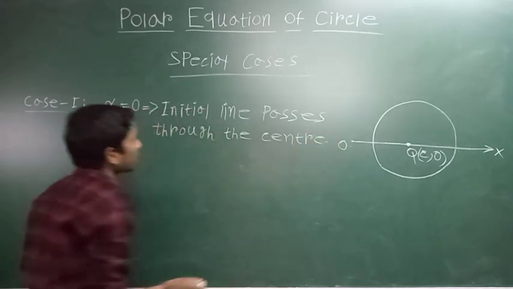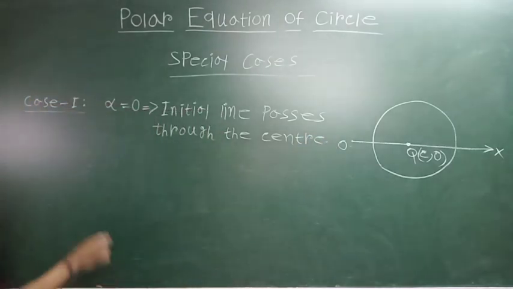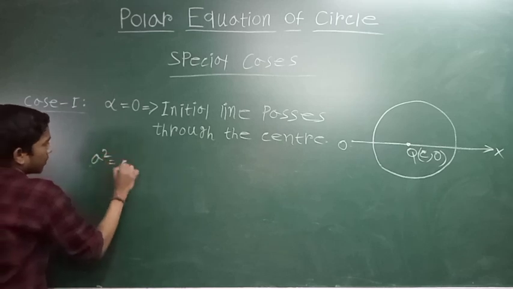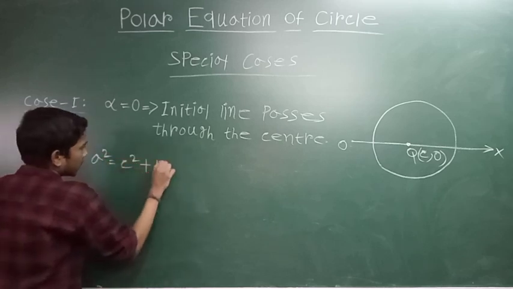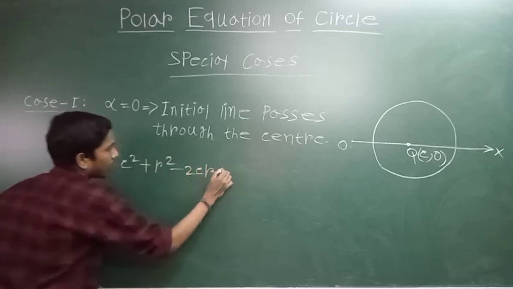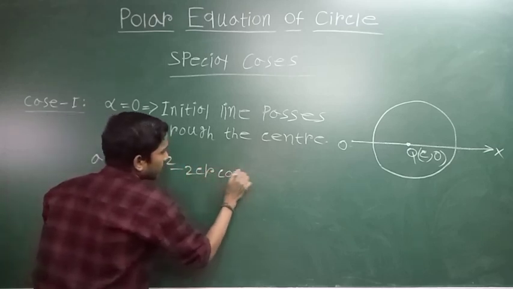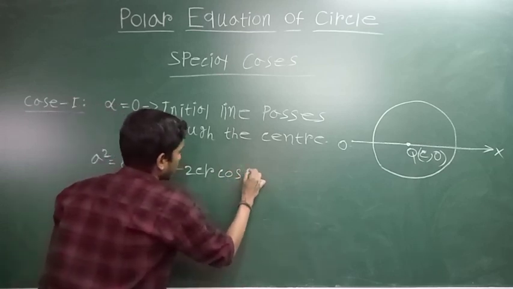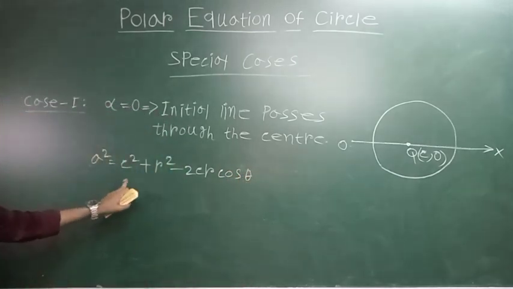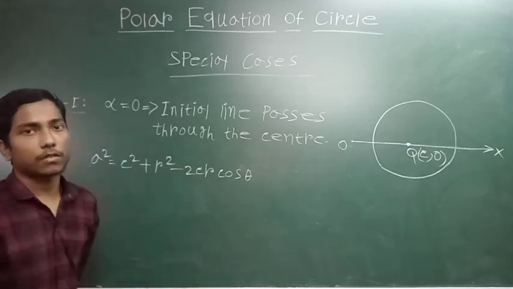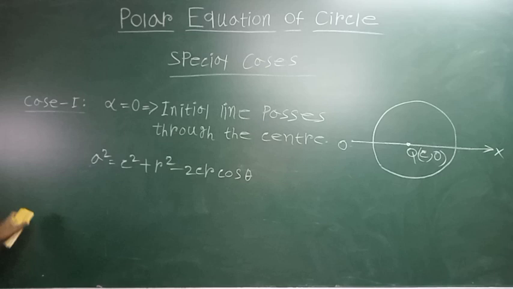So in that case, the equation of the circle will be a square is equal to c square plus r square minus 2cr cos of theta minus alpha, and since alpha is equal to 0, we'll write only theta. So this is the equation of the circle: a square is equal to c square plus r square minus 2cr cos theta.